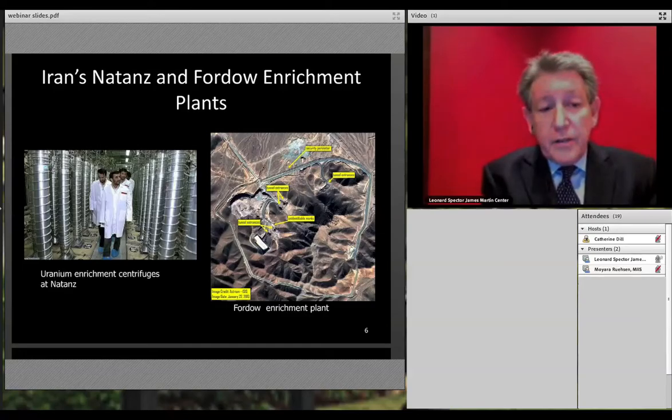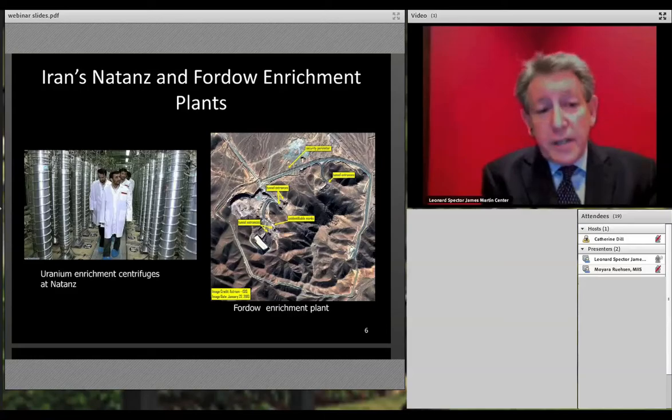The second photograph here on the right is a picture of the overhead of the Fordow facility, a second enrichment plant in Iran. And you can see entrances to it. It's built into a mountainside in order to protect the facility from attack.